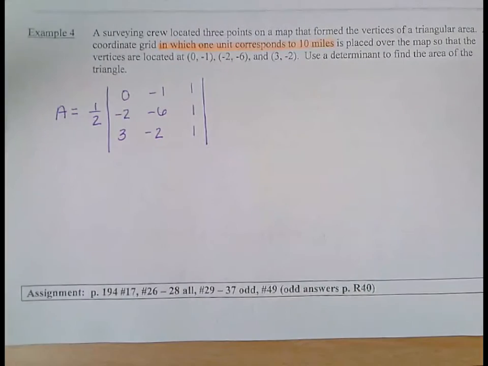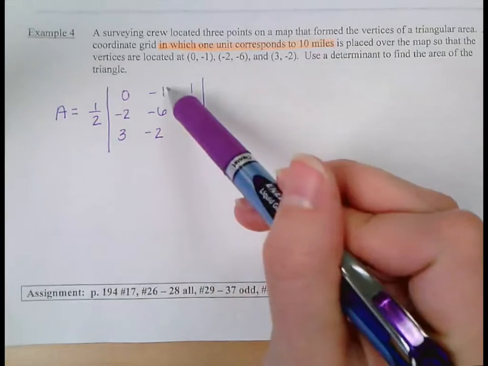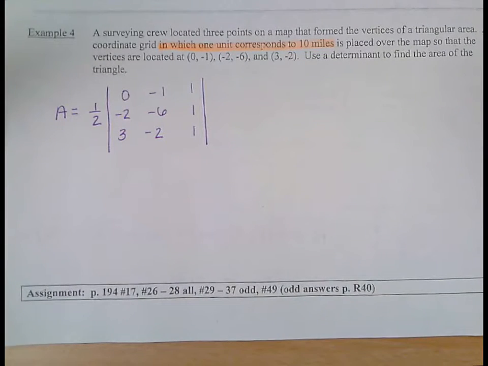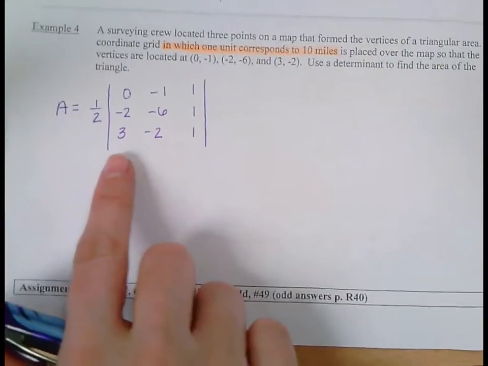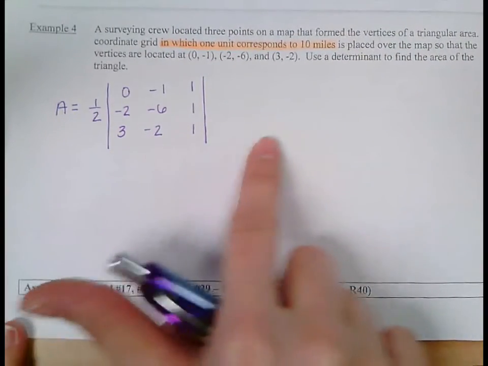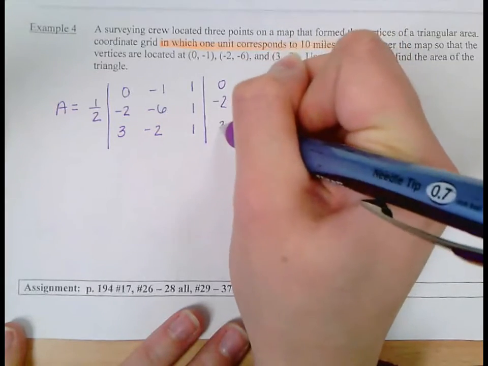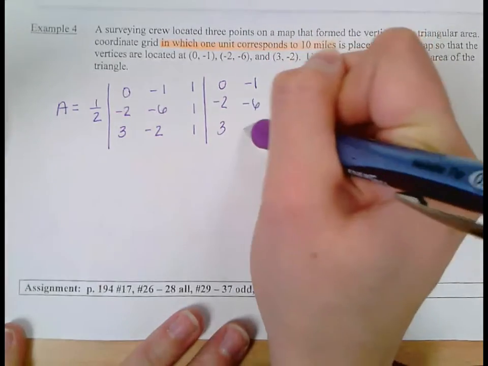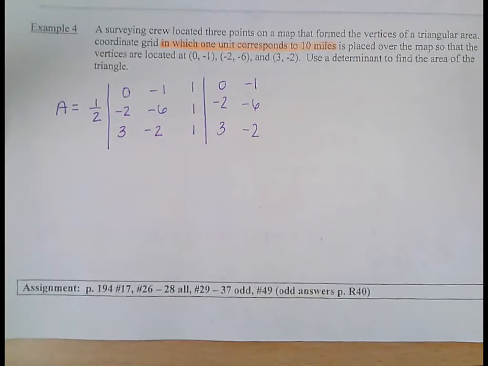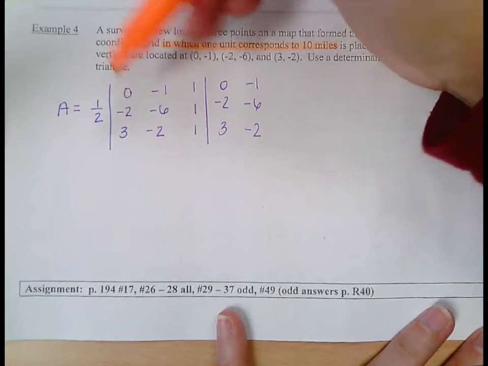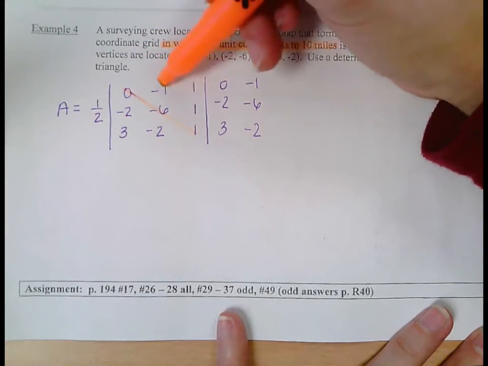So this would be the setup for it. And then what I have to do is find the determinant first and then multiply that by 1/2. So finding the determinant is like you just did in examples 2 and 3. So I'm going to rewrite the first 2 columns next to column 3 there. And I have to start in the upper left and find those 3 diagonals first.